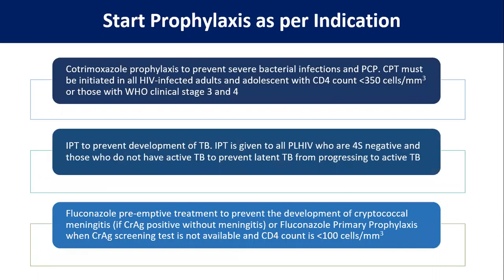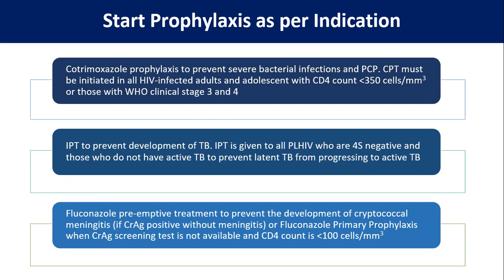Now, prophylaxis exists for prevention of opportunistic infection. Cotrimoxazole prophylaxis is provided to all with a CD4 count of less than 350 or anybody who is coming with WHO clinical stage 3 or 4 conditions. And IPT is given to prevent tuberculosis. Here it is called IPT because we are using isoniazid in the national program to prevent tuberculosis. But basically it is a TPT, that is TB preventive therapy. Since we are using isoniazid, it is written as IPT and is given to all PLHIV who are symptom screen negative and those who do not have active TB, to prevent latent tuberculosis from progressing to active TB.